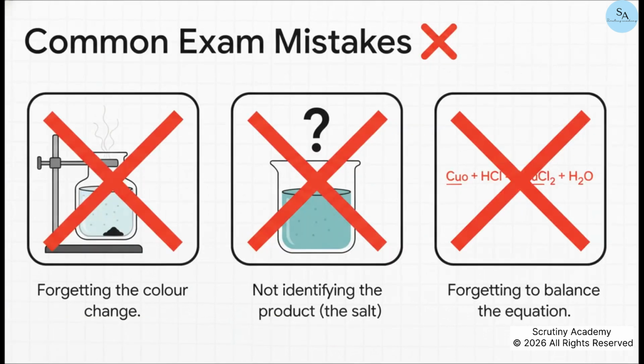And now, please listen carefully. These are the common mistakes that cost students their marks. The biggest mistake is forgetting to mention the color change. I mean, that's the main proof of the reaction. Also, don't forget to name the product. And please, always double-check that your chemical equation is balanced.